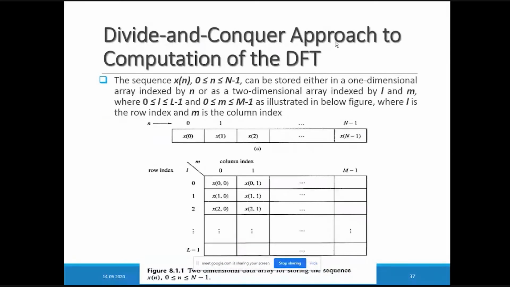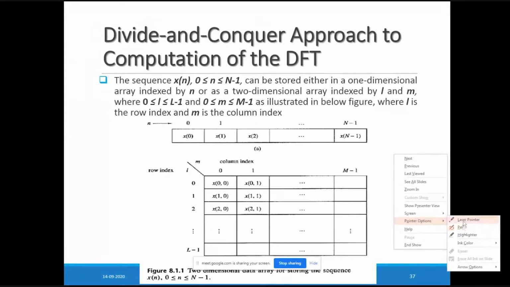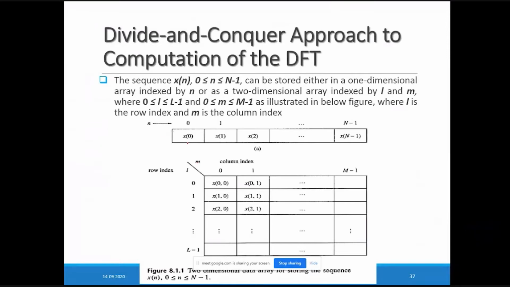So this we have discussed: the sequence x of n, where n is 0 to N minus 1. This particular sequence is stored in a one dimensional array. So this is a sequence x0 to x N minus 1. So here the number of sequence points are 0 to N minus 1. So these all are nothing but stored in a column vector or one dimensional vector.